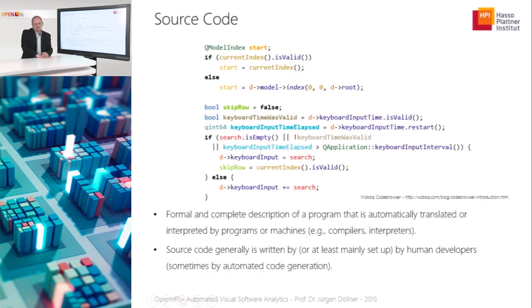Source code most likely is the key artifact all developers are involved in. Source code is a formal and complete description of any program that is automatically translated or interpreted by programs or machines such as compilers and interpreters. Source code is written by human developers, mostly. Sometimes we also have source code that is generated automatically by corresponding tools or maybe derived from models.